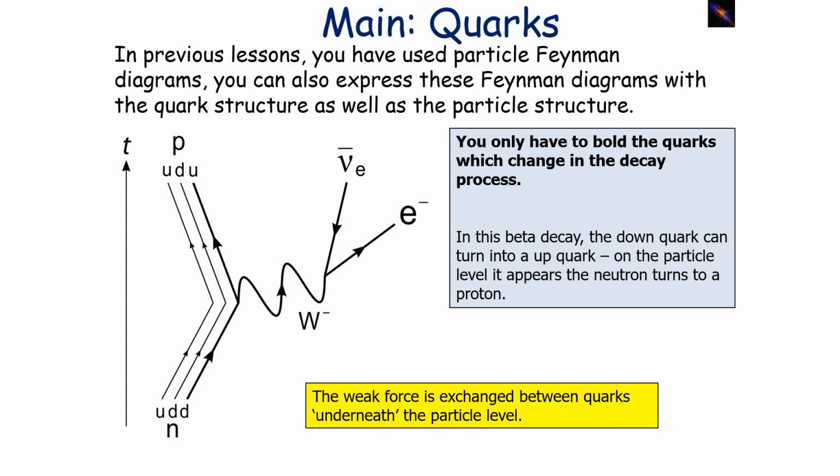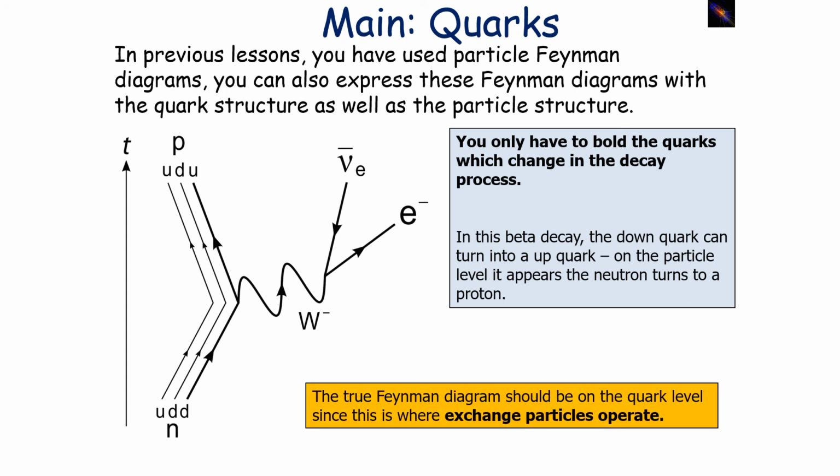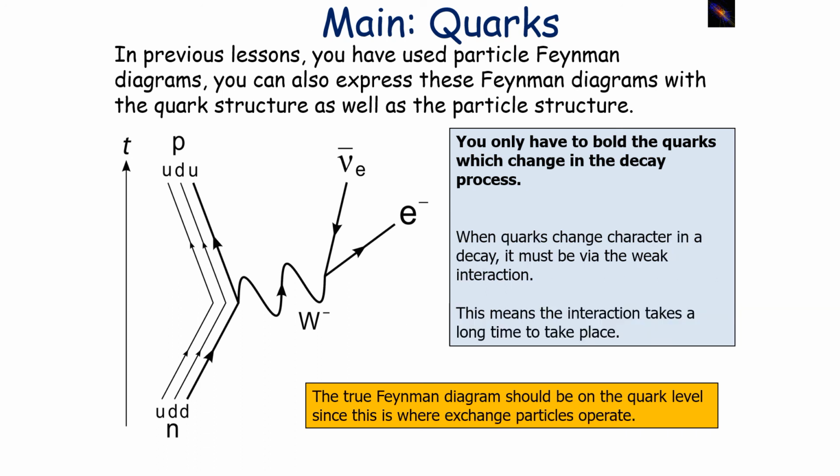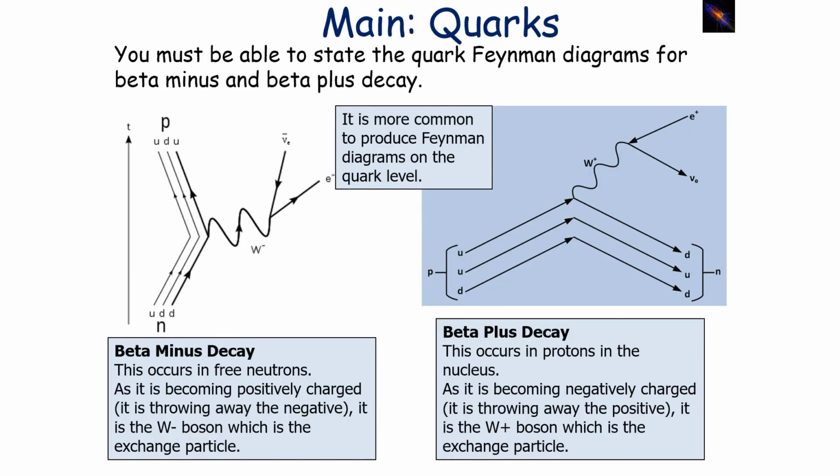Now, the weak force is exchanged between the quarks underneath the particle level. So a true Feynman diagram should be on the quark level, since this is where the exchange particles operate. Now, you can see here that you can observe your different quarks changing in your Feynman diagram. You should be able to state the quark Feynman diagrams for both beta minus and beta plus decay, as you can see in these particular diagrams.